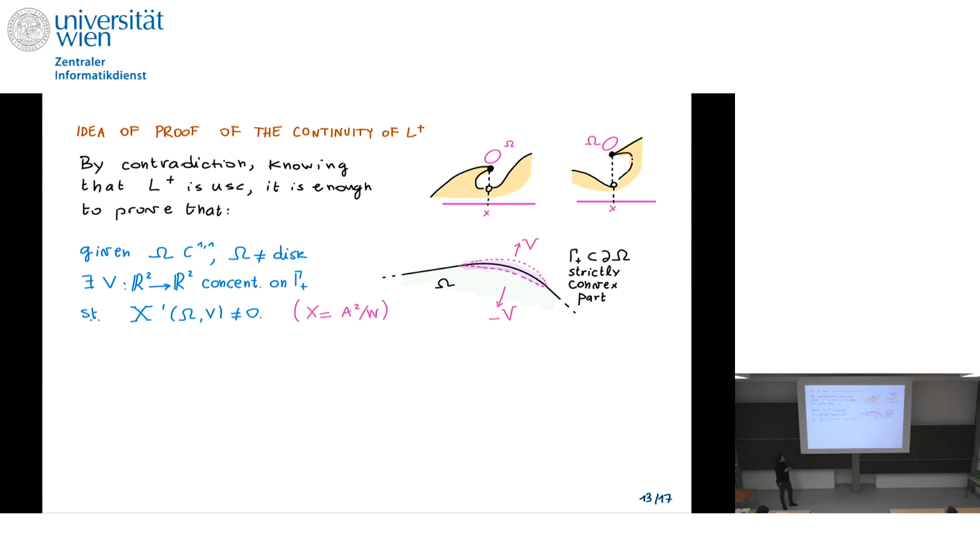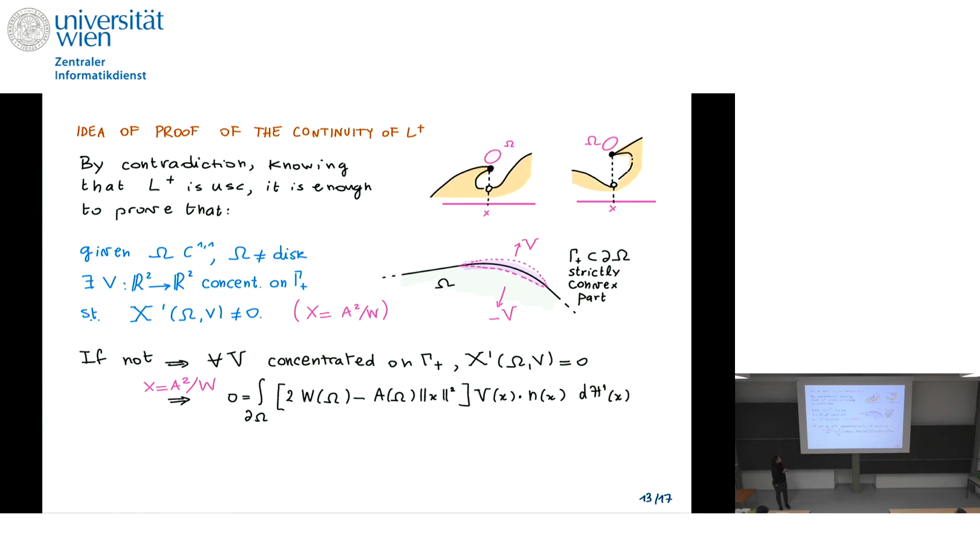If it happens that the shape derivative of the functional capital X along this direction is different from 0, then by following the deformation according to V or the opposite deformation, we increase or decrease the functional capital X. So it is enough to find such a deformation. Let me recall that X is this function. So in some sense here, we are dealing only with one shape functional, not with the vertical one. It is only the horizontal one. And this is proved by contradiction.